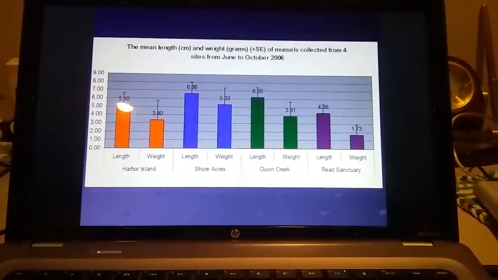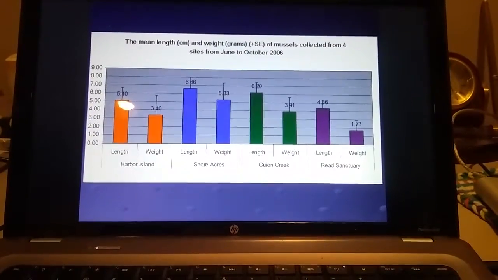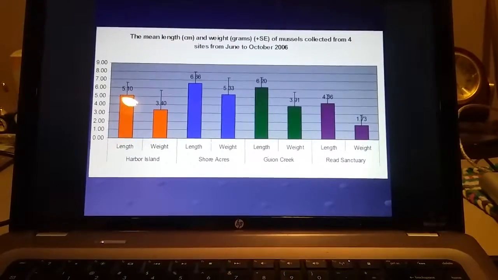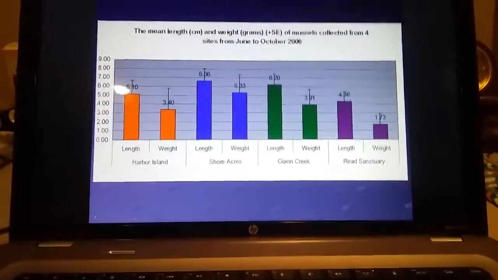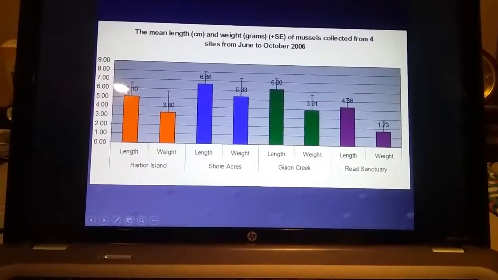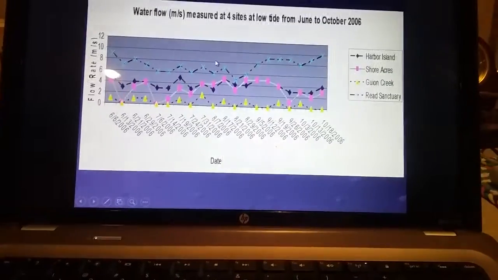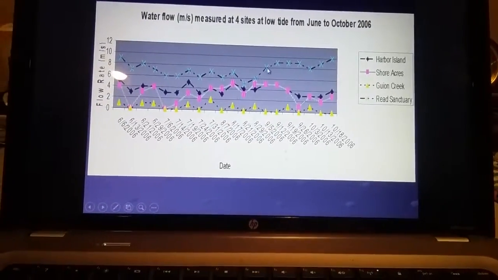If you're looking at it, you will see that these are the different length and the weight of the mussel, and with some standard deviation, because if you do a couple of them, you will see the difference between them. And then, this is a very, very busy graph.